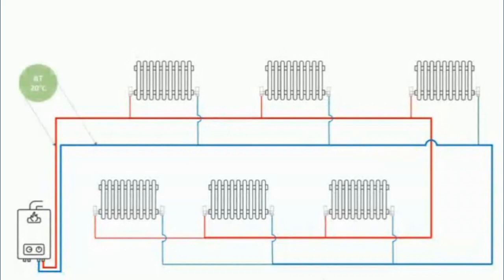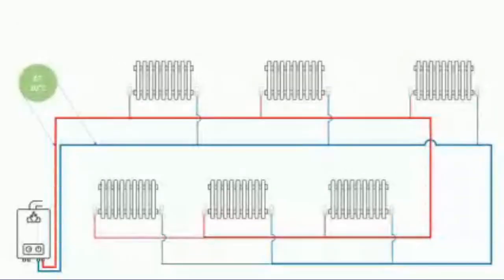Now, you'll hear the term delta T referred to when talking about balancing a heating system, and what that means is differential temperature. That is the difference in temperature between the water leaving the boiler on the flow and what is coming back to the boiler on the return. Typically, most boiler manufacturers recommend a delta T of 20 degrees for the boiler to run at optimum efficiency.